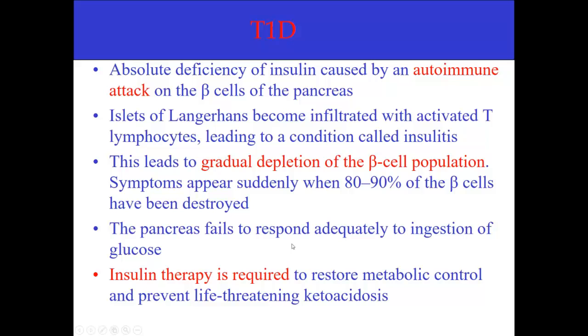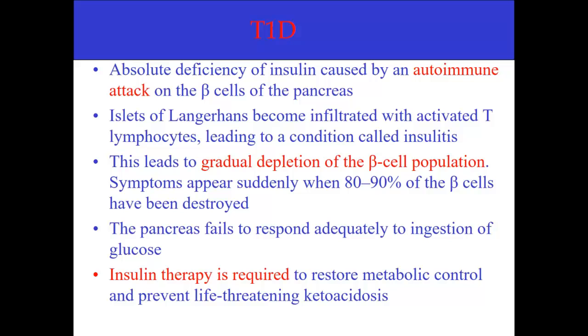So, having this in mind, let us see the story of type 1 diabetes. Type 1 diabetes is an autoimmune disease, and we have absolute deficiency of insulin. It means there is no insulin. So why is there no insulin? Because of an autoimmune attack on the beta cells of the pancreas.